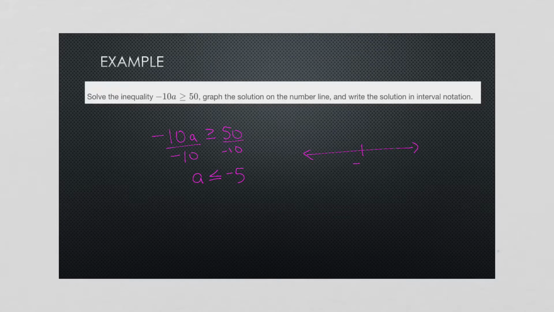So again, I'm going to do the number that I'm dealing with in the middle and then one on either side. Because it has the equal to symbol underneath, I want to put a closed circle here. And where are your numbers less than negative 5? They're less than on the left-hand side. So that's it.